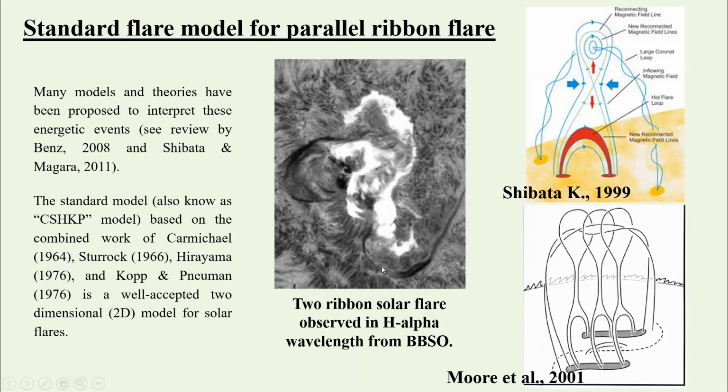From the observational point of view, in the middle of this page you can see two bright parallel ribbon-like structures. These are the observational evidence of the flaring ribbons, basically the parallel flare ribbons. This is the image observed by the BBSO, the Big Bear Solar Observatory, which is located in the US. So finally, this is all about the parallel ribbon flare.